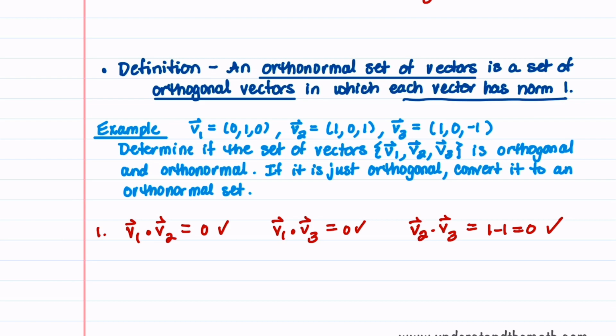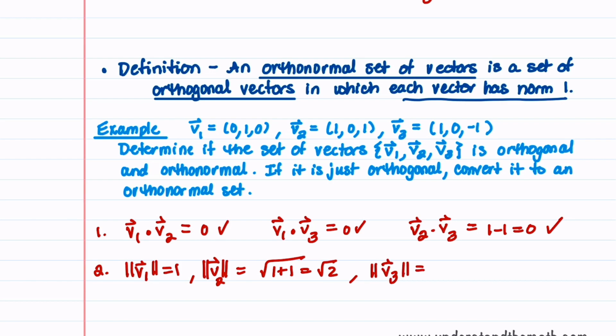Now let's see if it's orthonormal. We're going to have to look at the magnitude of each vector. The magnitude of V1 is equal to 1. The magnitude of V2 is going to be the square root of 1 plus 1, which is root 2. So V2 does not have a magnitude of 1. Now let's check V3. The magnitude of V3 looks like the same thing: 1 plus 1, which is root 2. So our set of vectors is orthogonal, but it's not orthonormal.